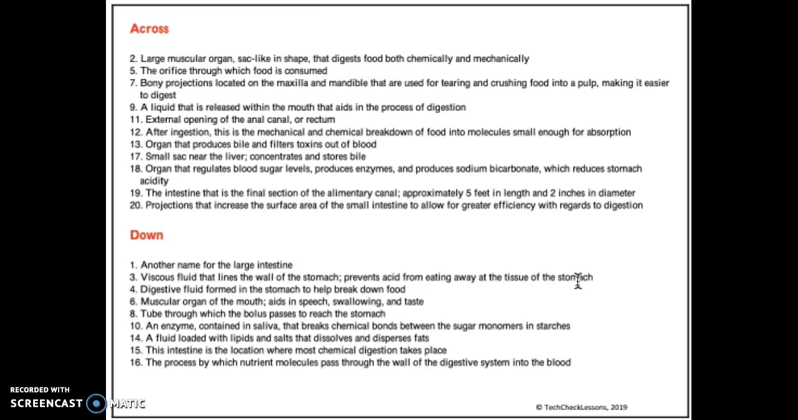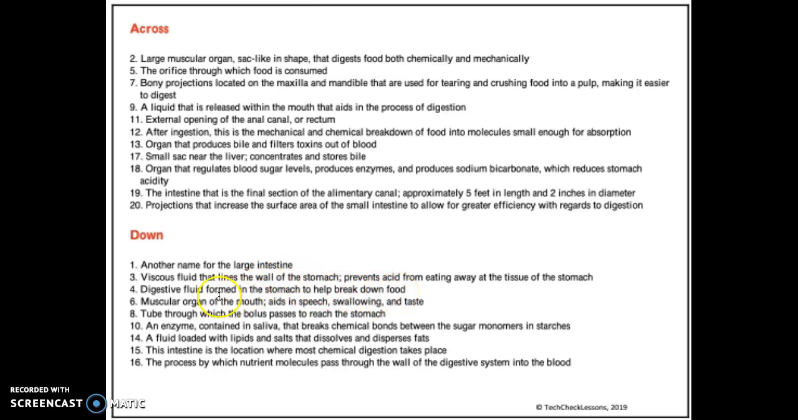Number 4, digestive fluid formed in the stomach to help break down of food. Of course, it's the acid. If you remember, it is from number 3 over here, it prevents acid from eating away, right? So the digestive fluid that helps the stomach to break down food is acid.